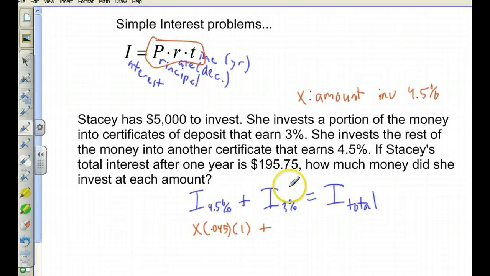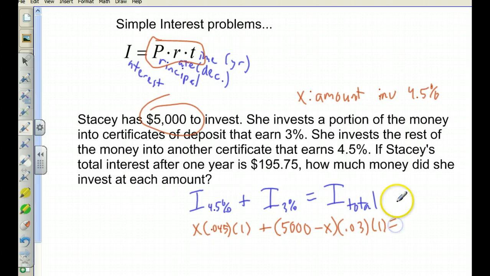second investment here, I don't know how much I invested. Well, I know something. I know that between the two of them, they invest 5,000. So if this part invested X, X plus whatever here would equal 5,000. The way to say that is the math way, and some of you have done word problems before, and this looks familiar. 5,000 minus X. It's basically the whole minus the part has got to be this other part. Times the rate of 0.03 times the time of 1. All equals the total interest, which was 195.75.